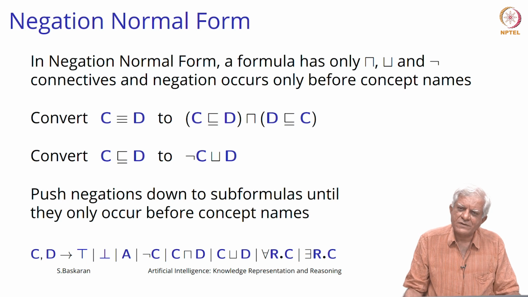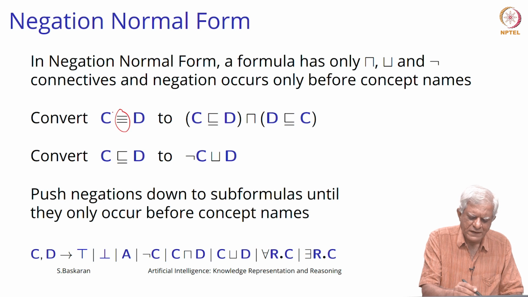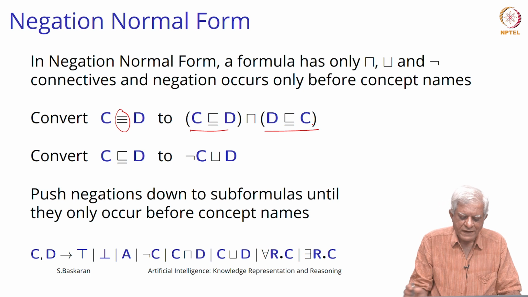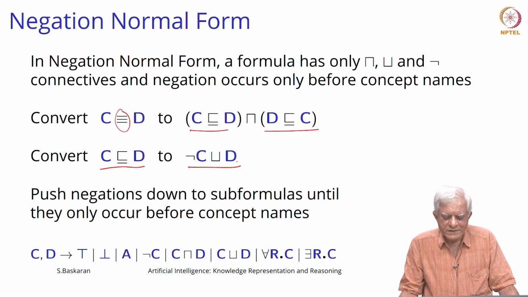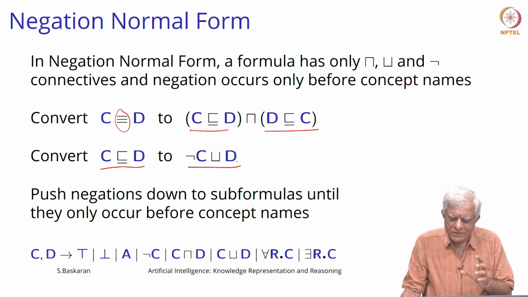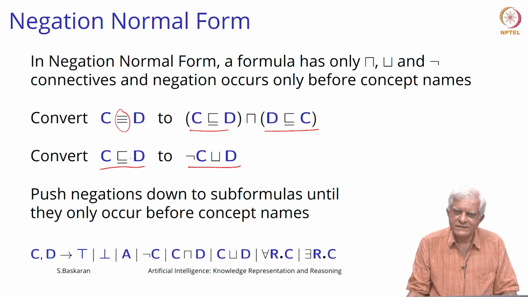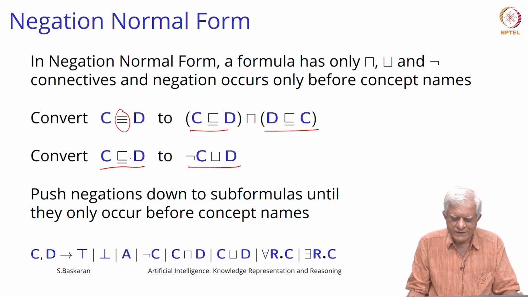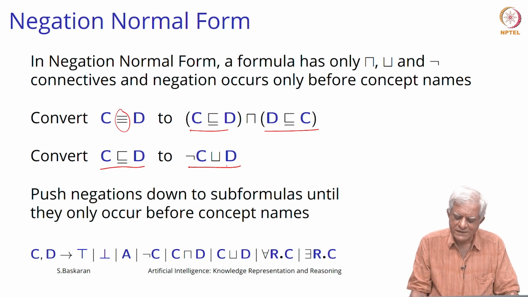But first, let us focus on how to convert things into negative normal form. So, if you have an equivalence statement, you reduce it to two subsumption statements, and if you have a subsumption statement, then you reduce it to a concept essentially. You have to think a little bit carefully here as to what is happening, because what you have on the left hand side, C subsumes D, is a sentence, it is either true or false essentially. Whereas, what you have on the right hand side, what you are converting it to, is a concept essentially.